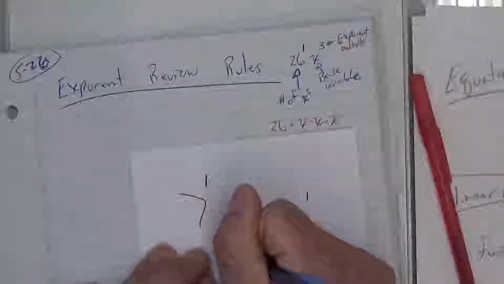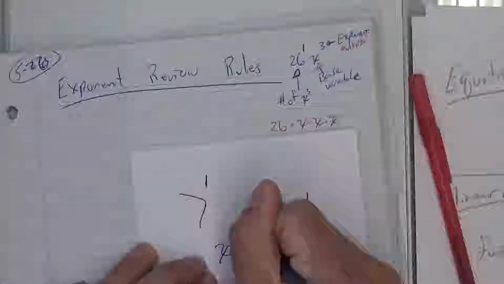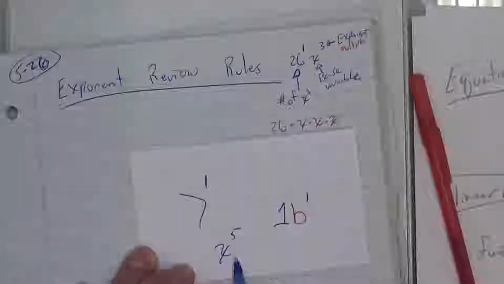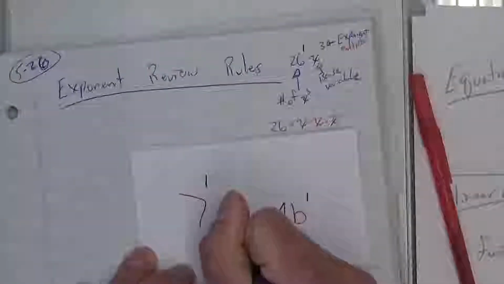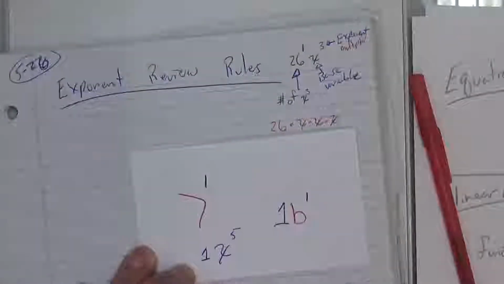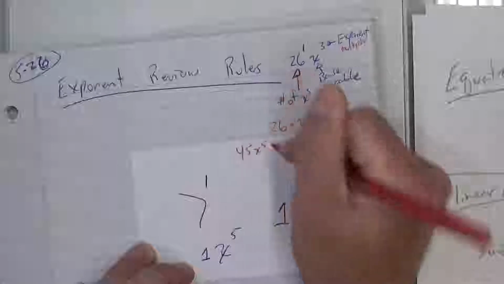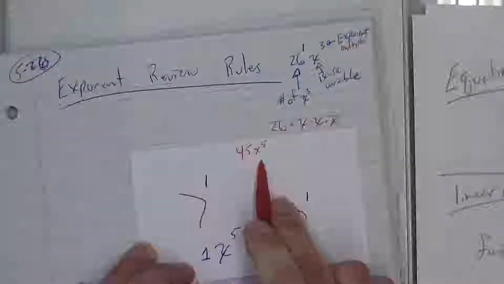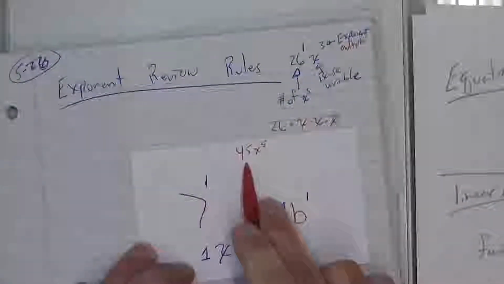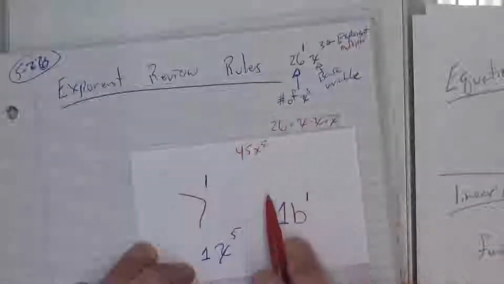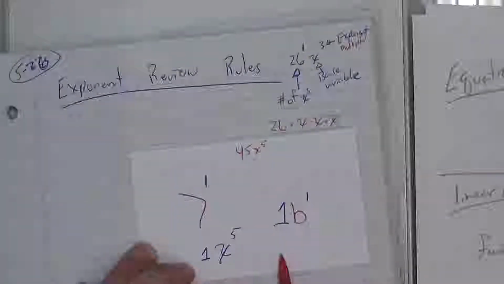I could also say x to the 5th. How many x to the 5ths are there? 1. Yes, there is 1 x to the 5th. If there's 45 x to the 5ths, how many x to the 5ths are there? 45. Remember, the 45 is the number of variables. Now I get it. Does that make sense?